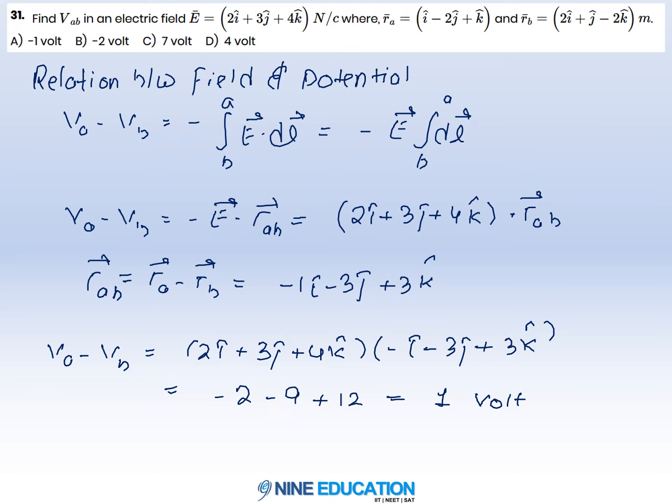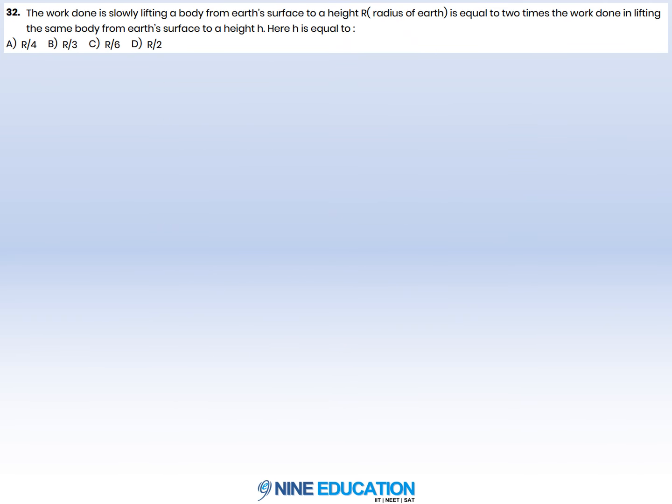Oh, I forgot one minus sign here. So this becomes minus 1. Yeah. So in this question, what is given? The work done in slowly. Slowly, you have to focus on this word. Slowly means kinetic energy always remains 0.